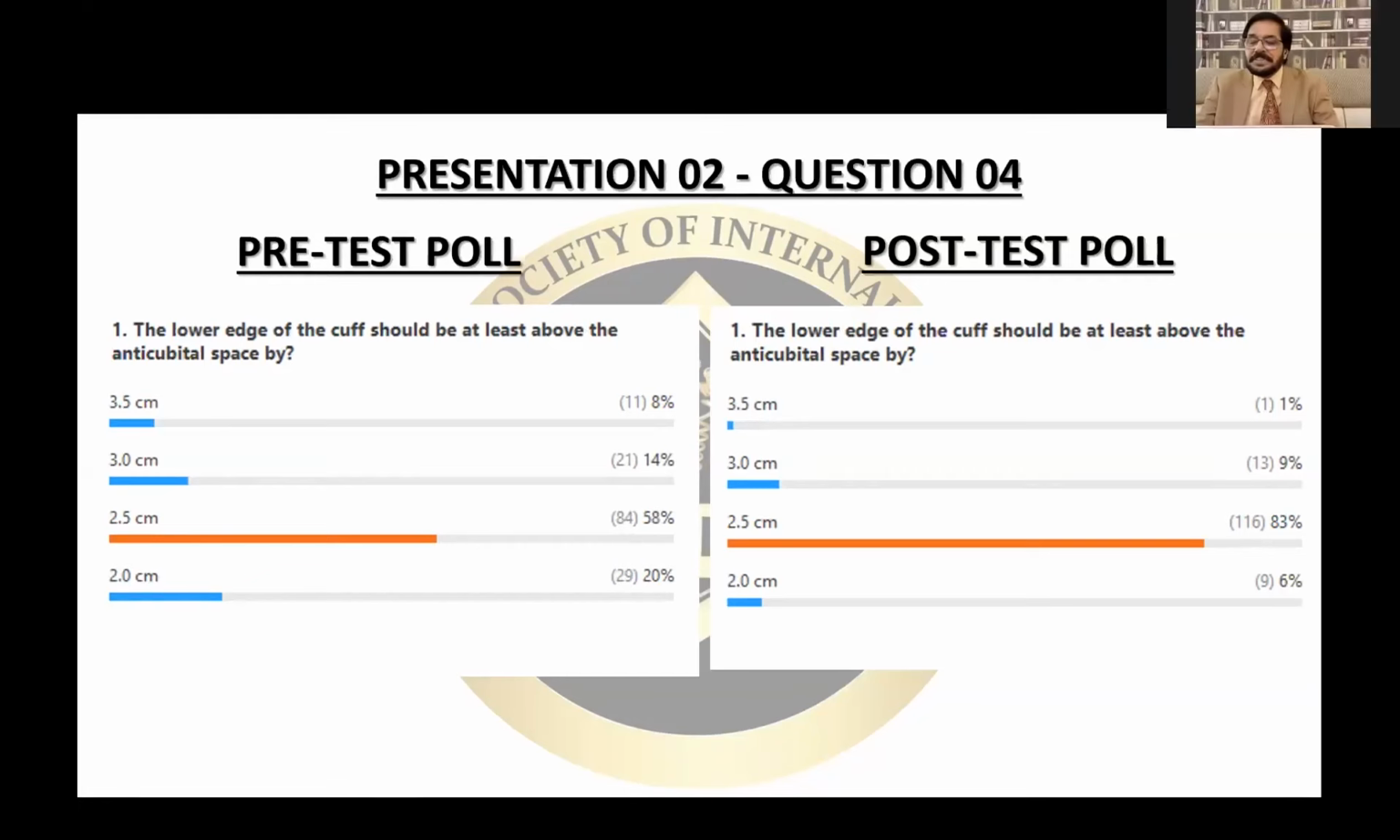Sorry, Professor George, we couldn't do it well in your case. We were having some trouble in showing the results, but this time I think we managed to do it.